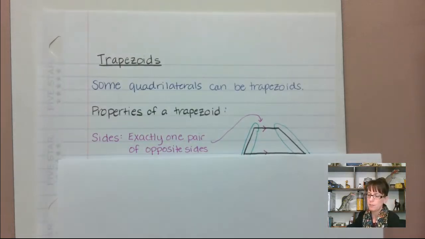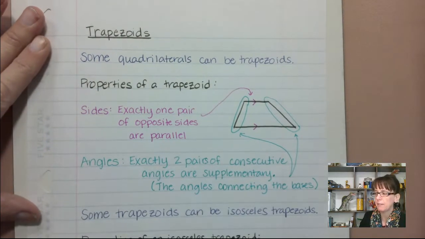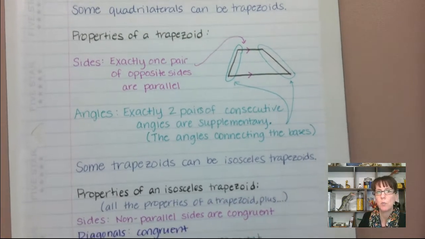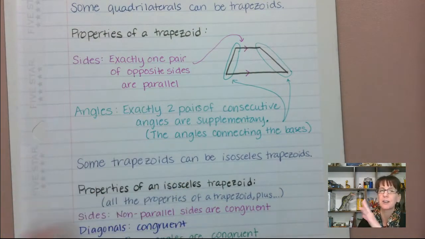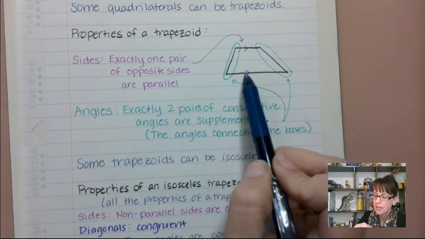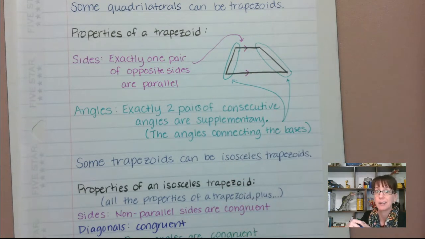So some quadrilaterals can be trapezoids, as I just mentioned, and the properties of a trapezoid are that for the sides, exactly one pair of opposite sides are parallel. So you'll see that marked here. If the other two are also parallel, that's a parallelogram, not a trapezoid.